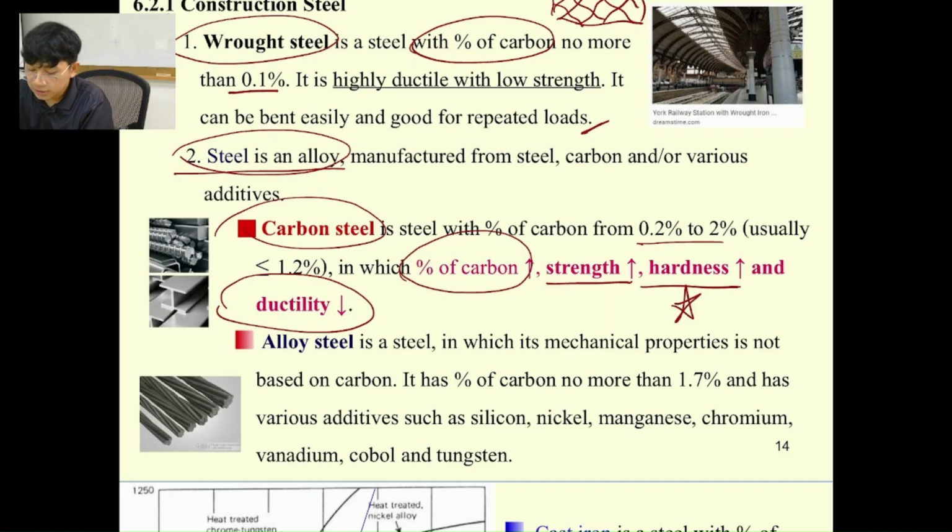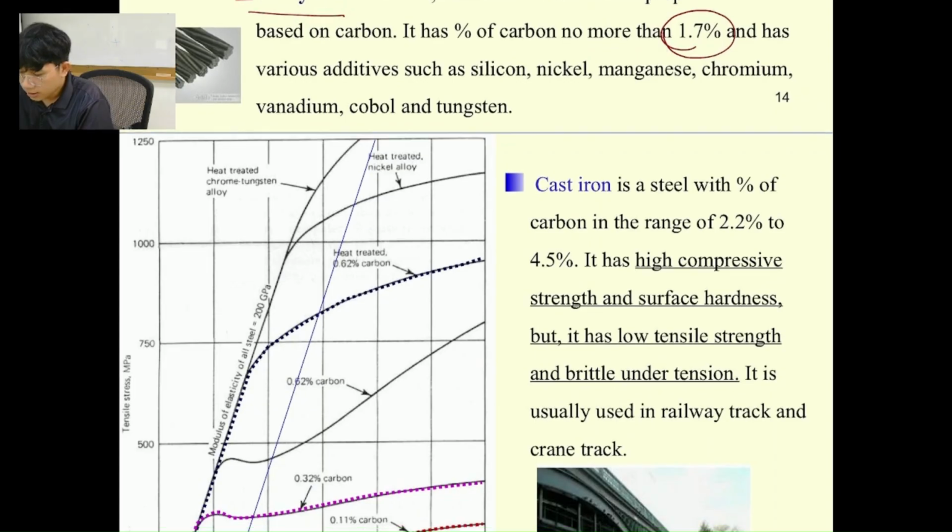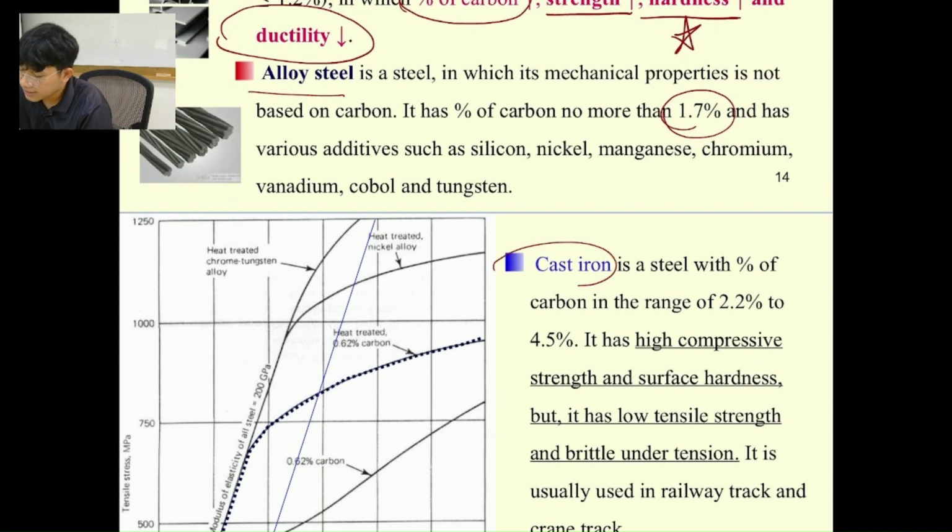Okay, similarly to the alloy steel, if you add more, ductility also increases, but the alloy steel is a little bit different. We use the content not over 1.7%. Okay. All right, and lastly, the one that we test at the lab is cast iron. Normally, they use a really high percentage of carbon.